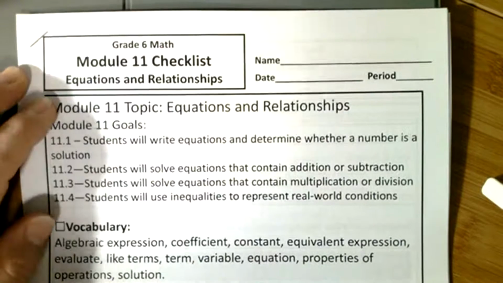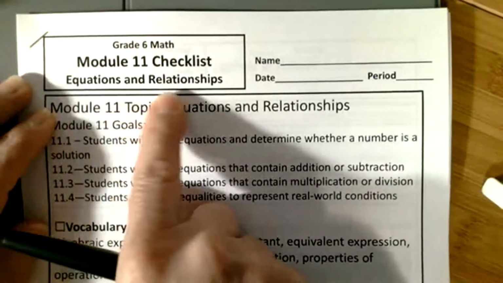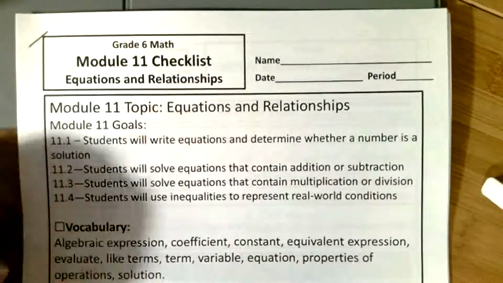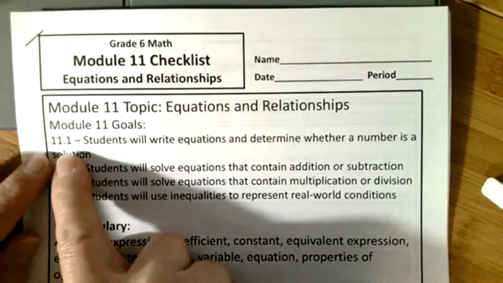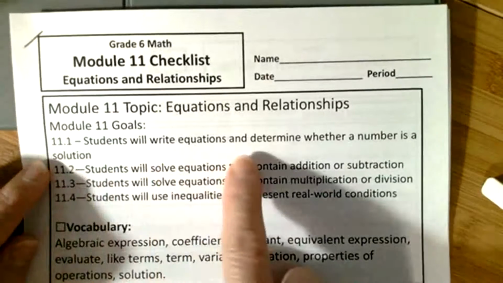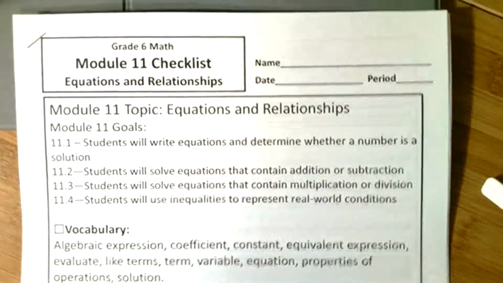Okay, this is module 11. In this module, we are going to be looking at equations and relationships, okay? In this video, we're going to be doing lesson 11.1, the first lesson, where students will write equations and determine whether a number is a solution, okay? So let's take a look at 11.1.